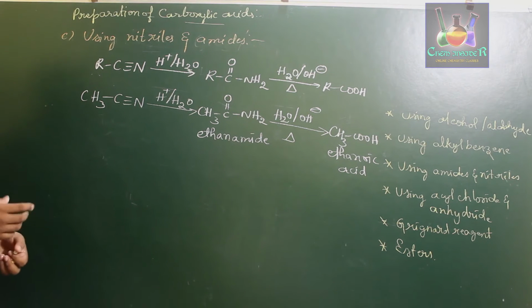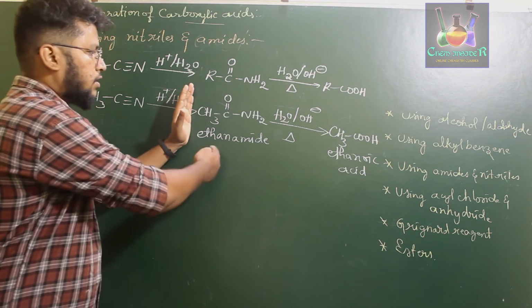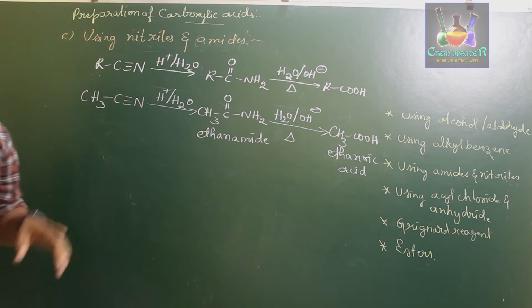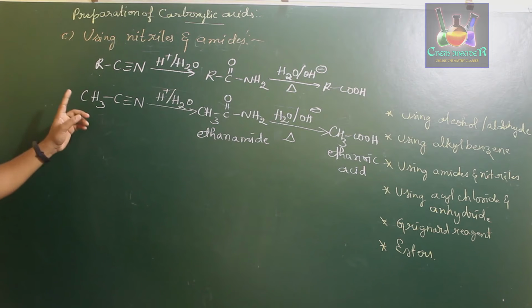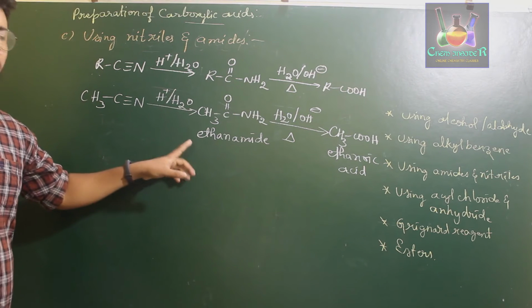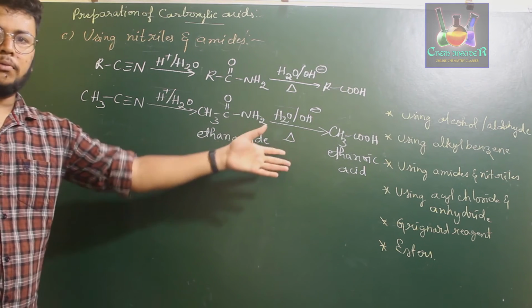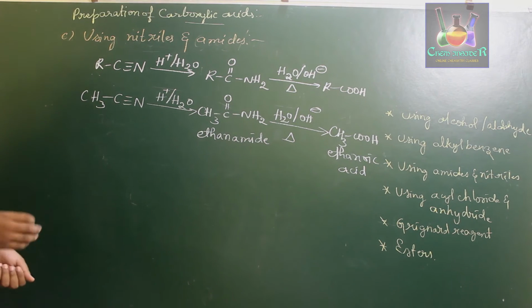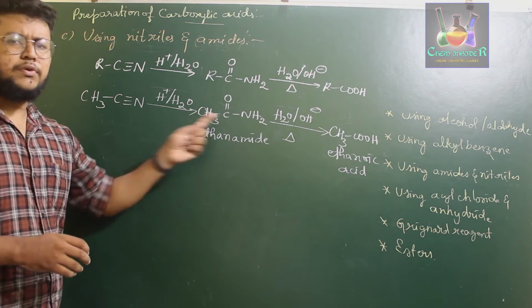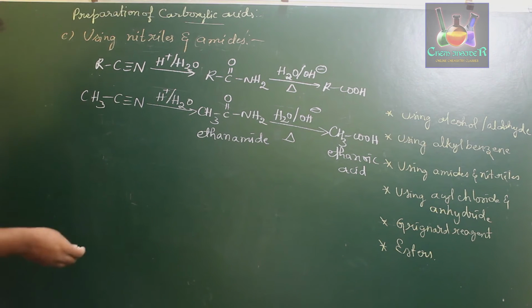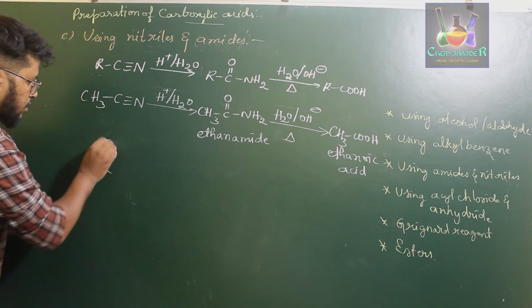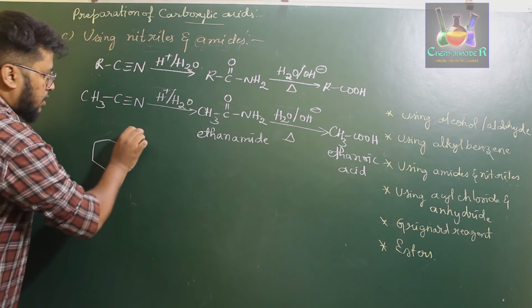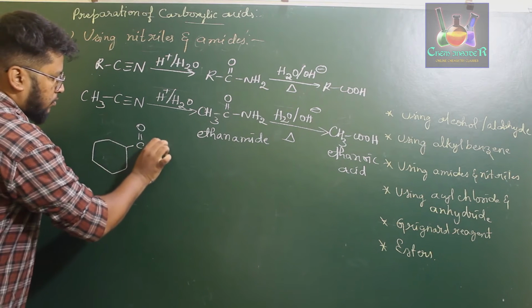Next, for the preparation of carboxylic acid from amide, we can just carry out the reaction from here. For nitriles, first we need to convert the nitriles to the respective amides. Then we can treat the amide to form the carboxylic acid. Now let us consider an example of preparation of carboxylic acid using the amide of phenyl groups. Consider a benzene ring with CONH2.